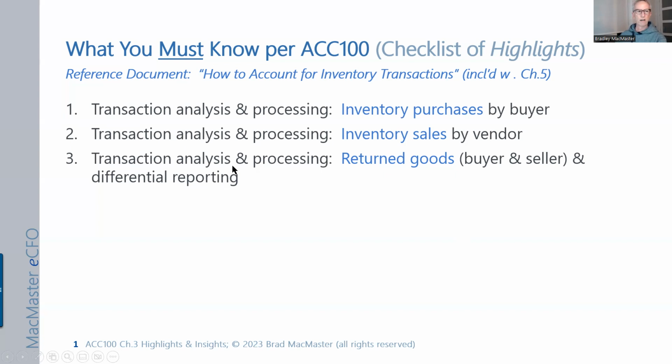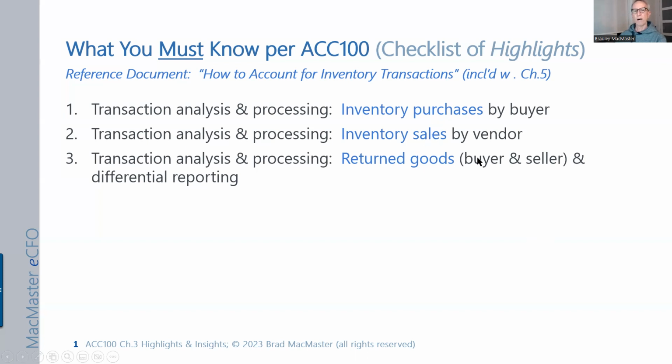So we need to be able to analyze and account for those transactions from both perspectives, buyer and seller, because the merchandising company, depending on the transaction, can be either a buyer or a seller. When goods are returned, the secret to accounting for this transaction is to basically undo what was previously recorded, either as a purchase or as a sale.